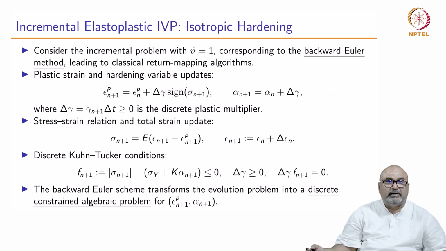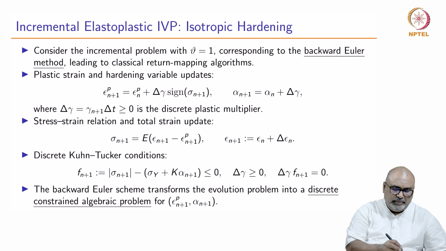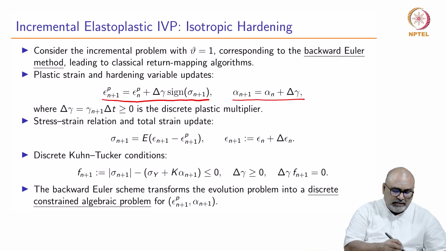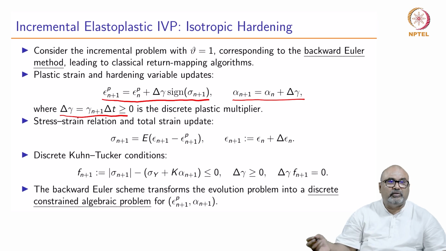So, let us consider the incremental problem with v equal to 1 that corresponds to the backward Euler method leading to classical return mapping algorithms. So, plastic strain and hardening variables can be updated by using this backward Euler method. We can write ε^p_{n+1} = ε^p_n + Δγ sign(σ_{n+1}), and α_{n+1} = α_n + Δγ, where Δγ is given by γ_{n+1} times Δt, which is greater than or equal to 0, is the discrete plastic multiplier.